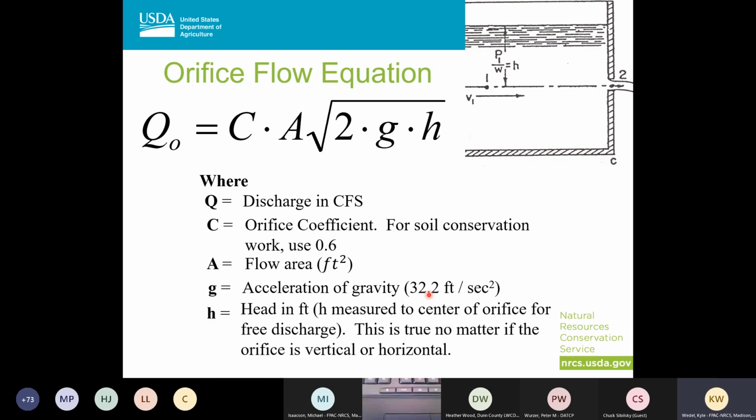And then H is head, which is measured from the center of the orifice in free discharge. So if we look up here at my photo, here's our orifice. We're going to find the center, or midpoint, of it, and measure up to the water surface, and that's your head. If we were in a submerged flow, where my water surface was up here again, it would be the difference between the two water surface elevations.